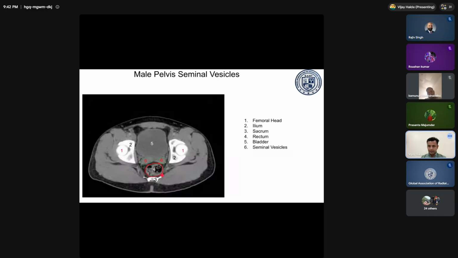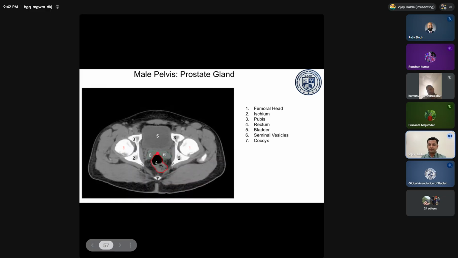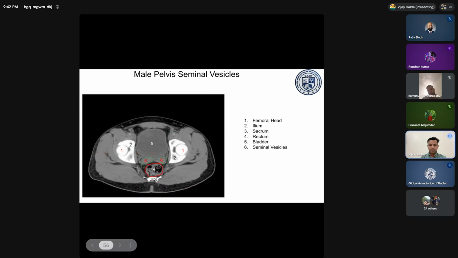And rectal gas will affect the seminal vesicles and the prostate also. This is the rectum. These seminal vesicles are commonly included in the treatment volume for prostate cancer. Seminal fluid is produced and stored in the seminal vesicles. Their position may vary because of the filling of the bladder. So this posterior bladder wall acts as an important landmark for the matching of the prostate tumors.